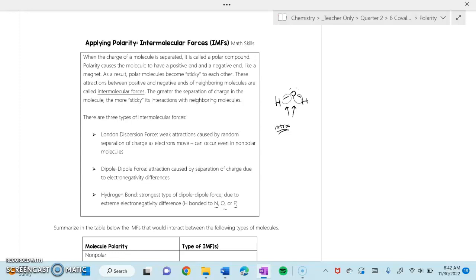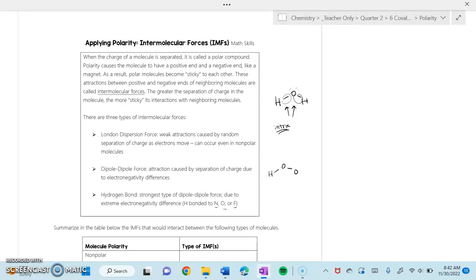And then if I have water to water, because our polarity is going to separate charge, making this my negative end and this my positive end. Let me draw another water so that we can do inter.